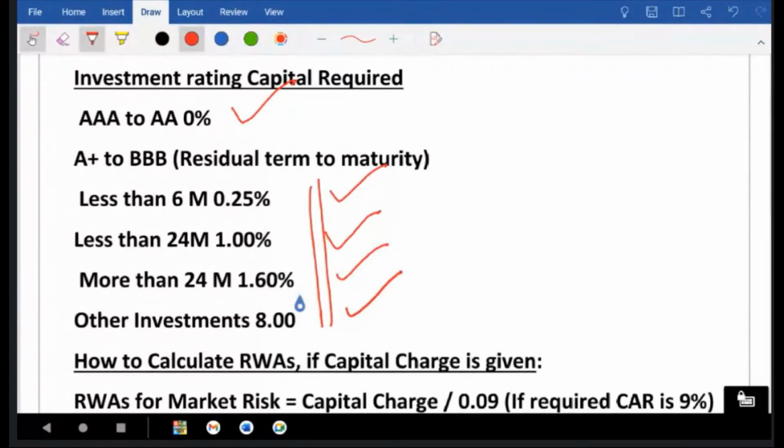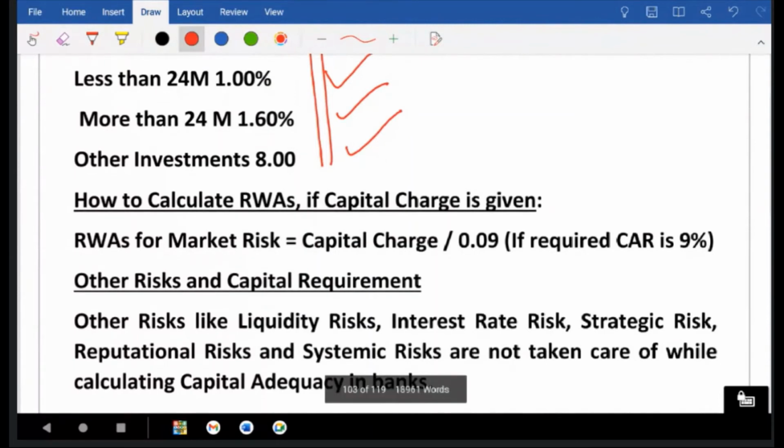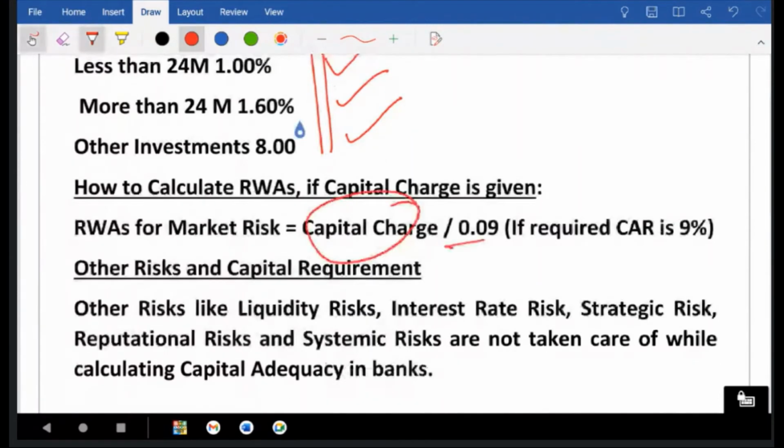Now we'll see how to calculate RWA, means risk weighted asset, if capital charge is given. The same formula we have repeated in operational risk also. RWA for market risk is equal to capital charge divided by 0.09. So if CAR is 9%, CAR is also called CRAR.